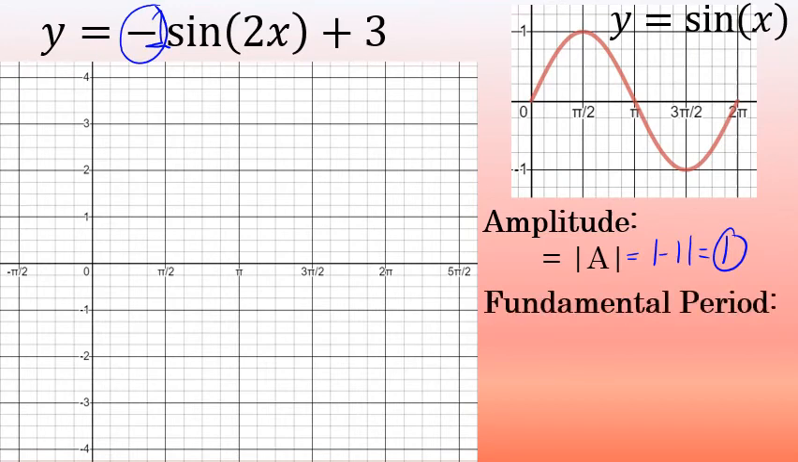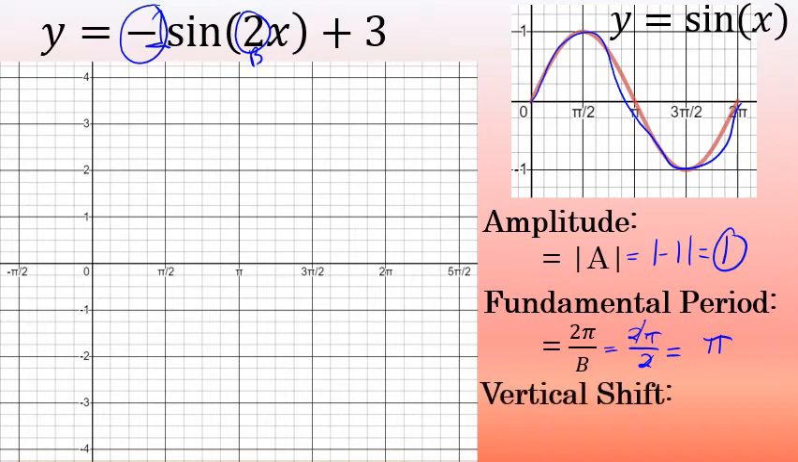The fundamental period, the number of units it takes to complete one cycle of the graph, comes from the value of b, the coefficient on x. The formula to determine the fundamental period is 2 pi over b. So in this case, that will be 2 pi over that value of b, which is 2, which will reduce to just pi. The fundamental period, the number of units along the x-axis that it will take to complete one cycle of this graph, is pi radians.